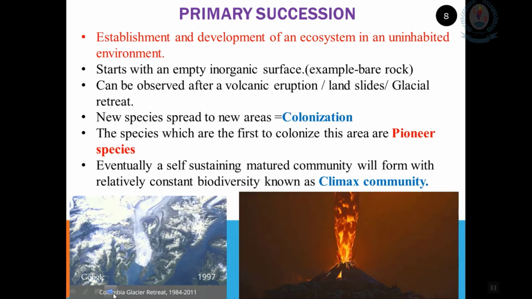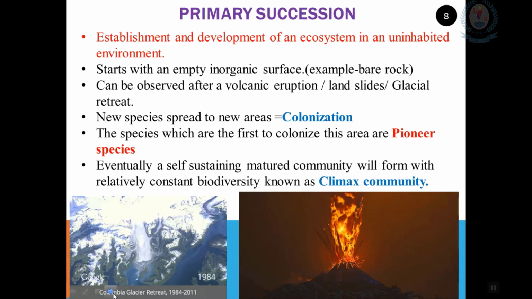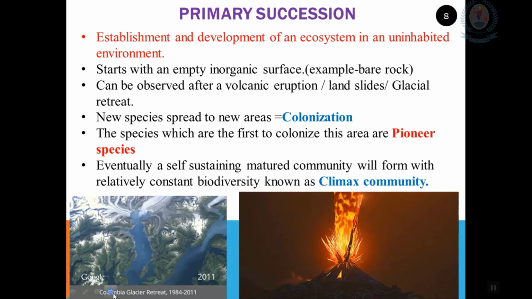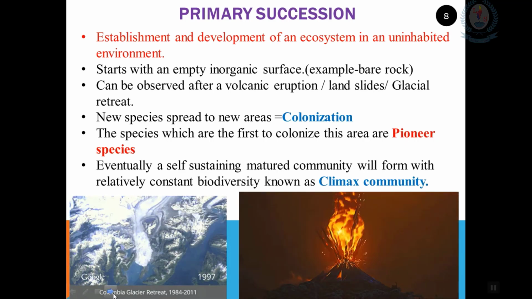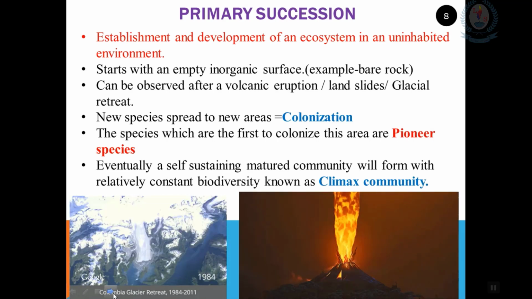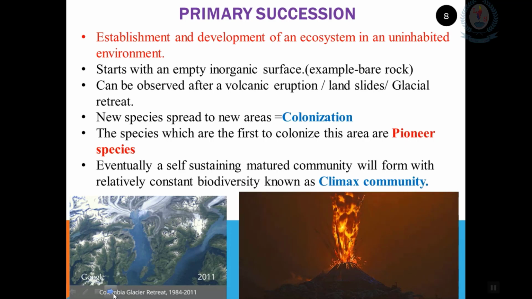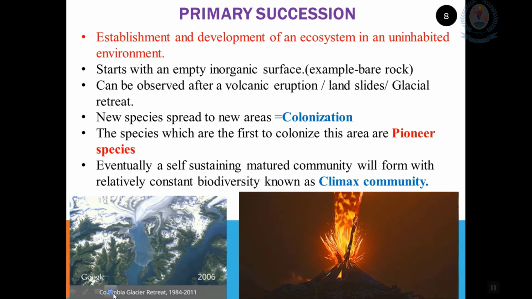It's the establishment and development of an ecosystem in an uninhabited environment. In this process, the ecosystem is going to go through a series of changes. Primary succession always starts with an empty, inorganic surface or a bare rock. Mainly, there are a few major reasons for these types of gradual changes occurring within an environment.